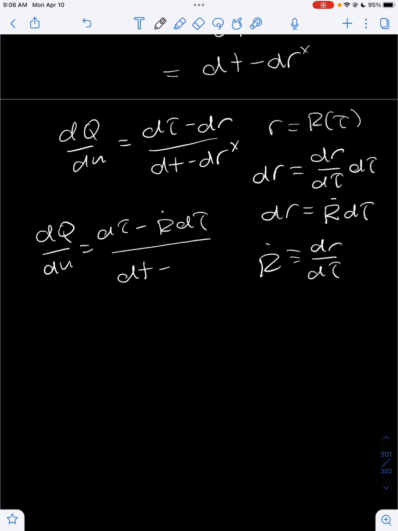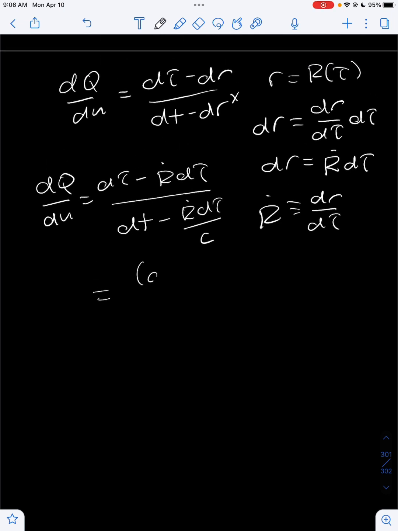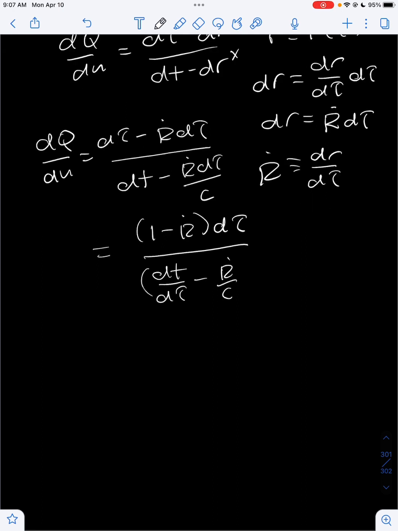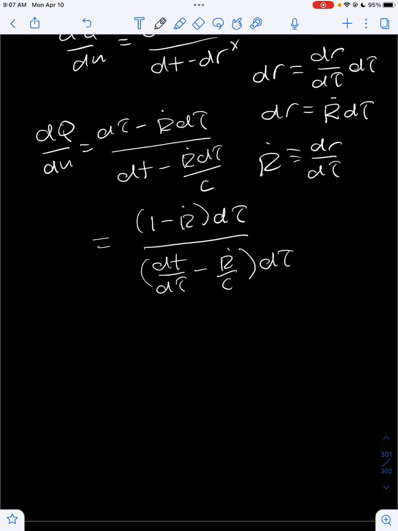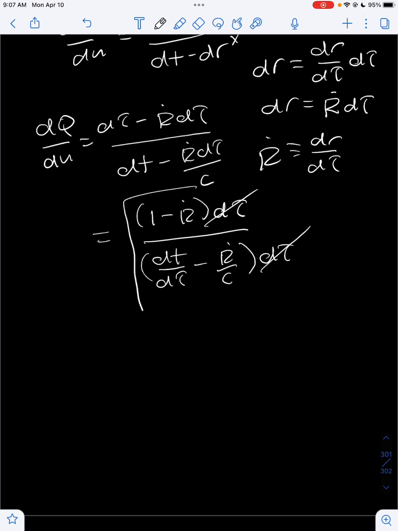What's dr asterisk? Recall that dr asterisk is just dr over c of r. So this is going to be minus dr over c, and dr, again, is just r dot d tau, now over c. We can factor out the tau part over here, giving us 1 minus r dot over c, d tau over d tau. Okay, so now these taus cancel out, and we're left with this relation over here.